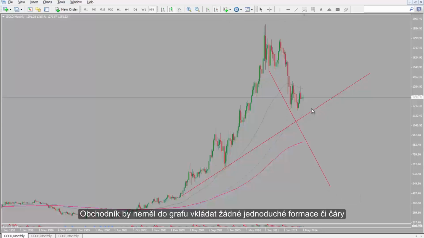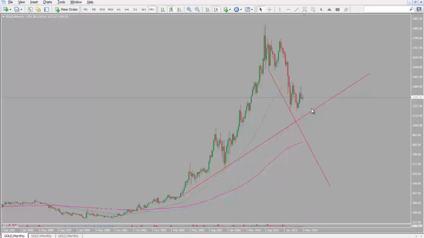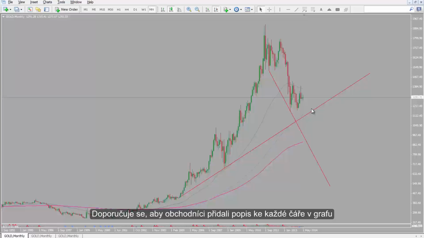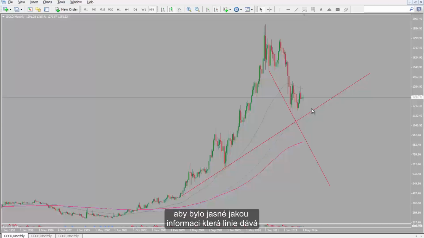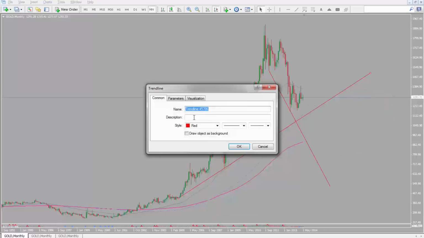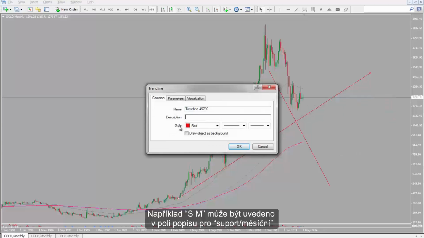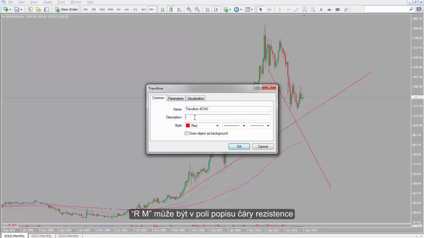A trader should not place any trivial patterns or lines on the chart. It is recommended that traders add a description to each line they place on each chart so that they would figure out the line information and the purpose of drawing certain lines. For example, SM can be written in the description field, which stands for support/monthly. RM can be entered in the description field of resistance lines.